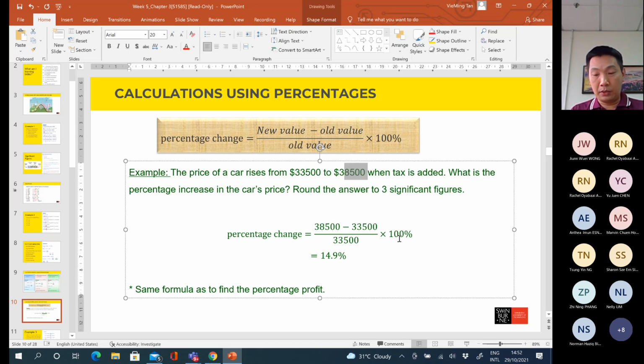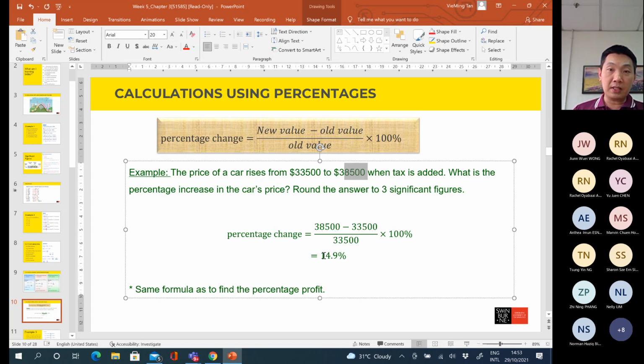So it is 38500 minus 33500, divided by 33500. You'll get 0.14925373. But you have to leave the answer in percentage, so you multiply by 100. So you get 14.92537313%. But the question already informed us we have to round the answer to three significant figures.